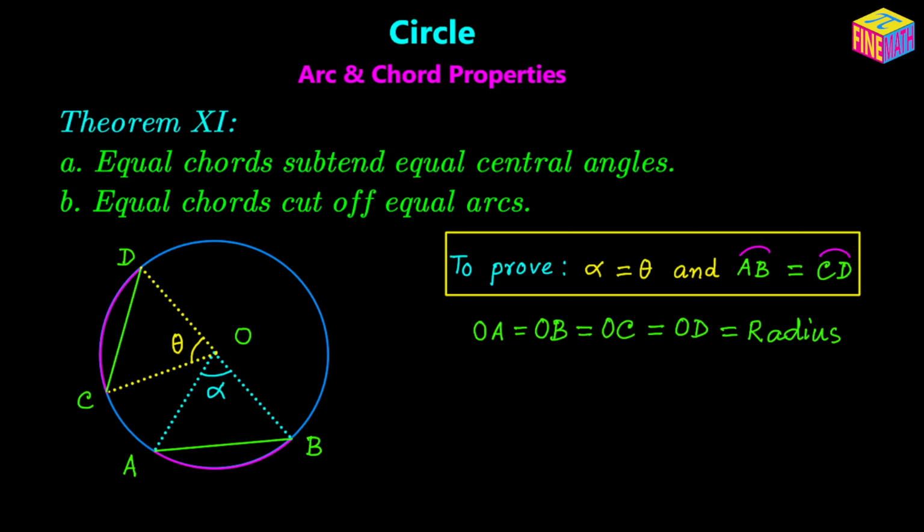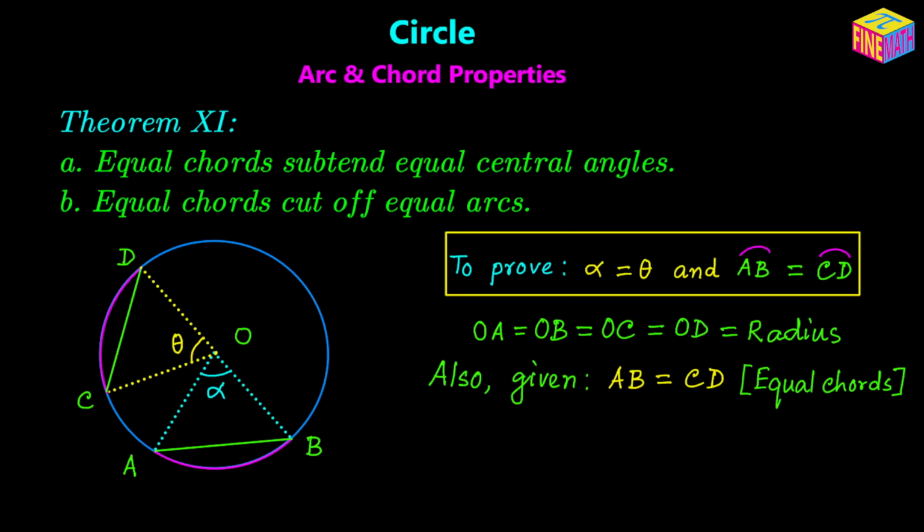As you can see in the circle, OA, OB, OC and OD are nothing but the radii of this circle. Each of them is equal to the radius of this circle. So OA will be equal to OB, will be equal to OC, will be equal to OD. And also it has been provided that AB is equal to CD. I mean the length of the AB chord is equal to the length of the CD chord.